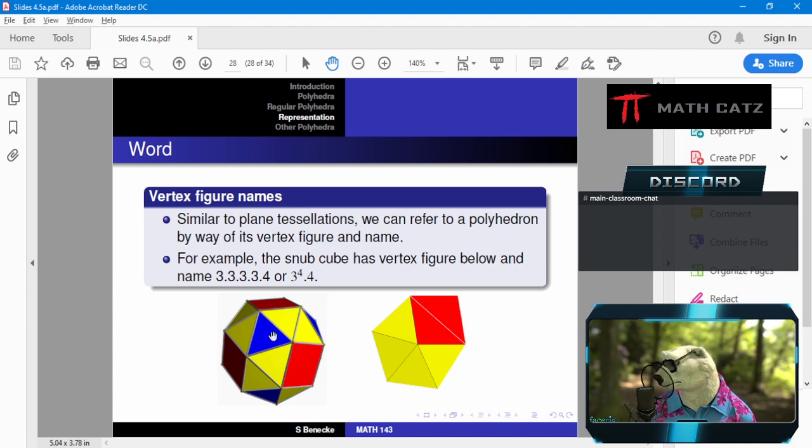Then the blue one is a 3. Then the next yellow one is a 3. Then a 3. And the red square is a 4. So the vertex figure name of the snub cube is 3, 3, 3, 3, 4. Again, just showing that it doesn't have to be a simple Platonic solid. The vertex figure name defines what is happening to the semi-regular polyhedra as well, because they all have the property that every vertex is exactly the same.